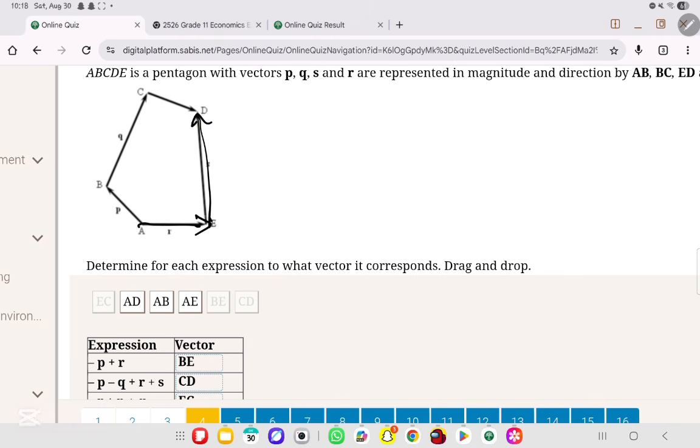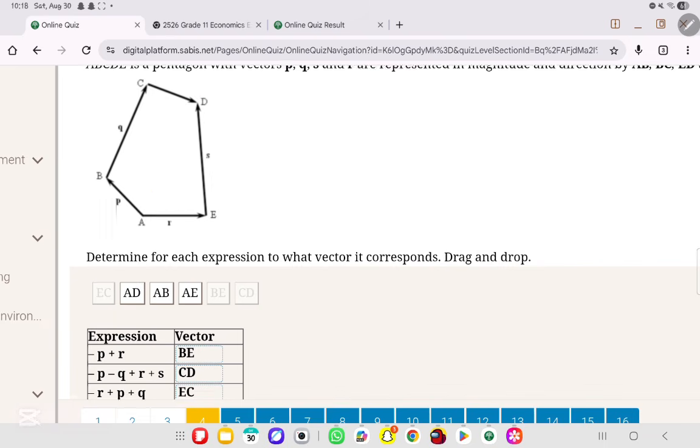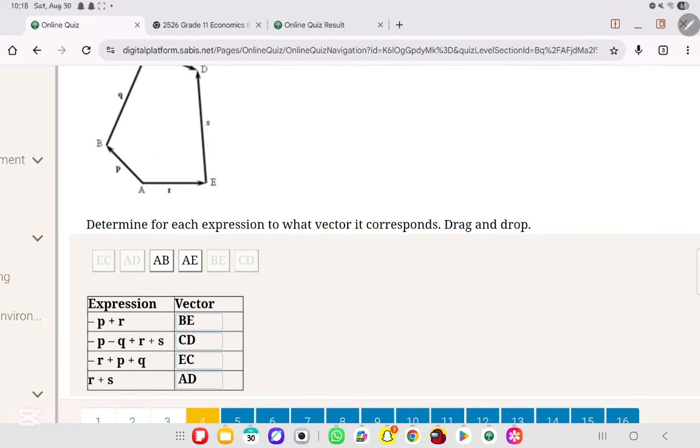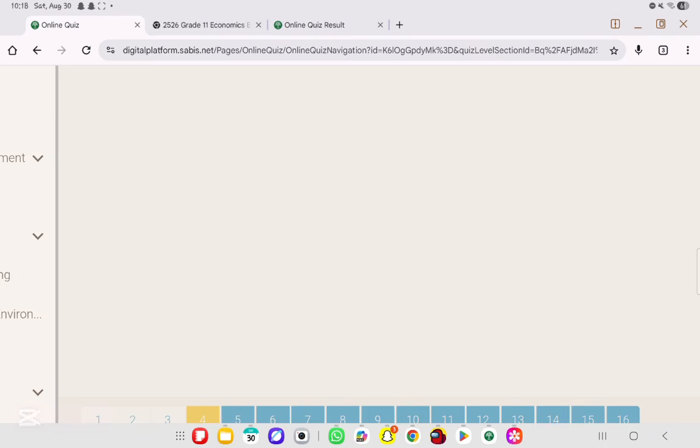Excuse me. So where is the starting point? The starting point is over here, and where is the ending point? Ending point is over here. So it's vector what? It's vector AD. Right, so the answers are what? The answers, this is question number 4, are BE, CD, EC, and AD.